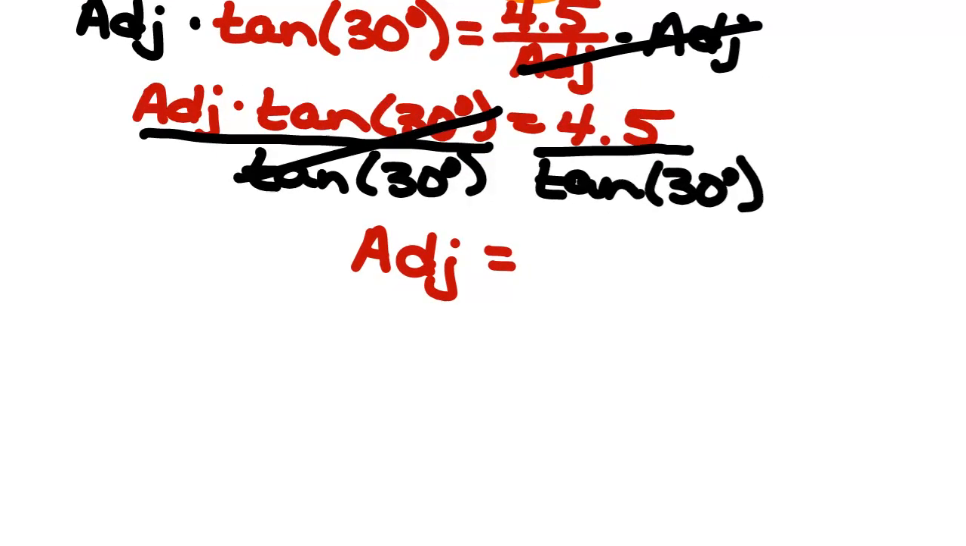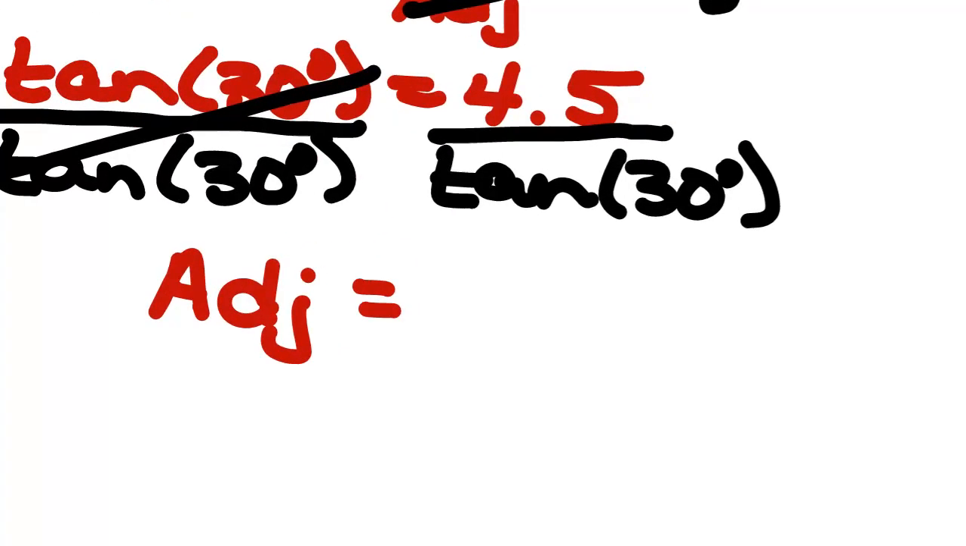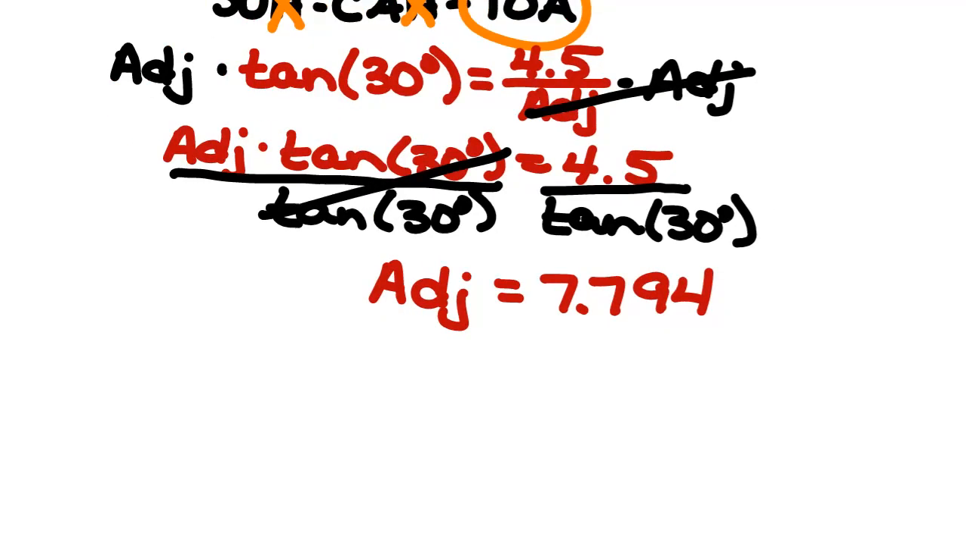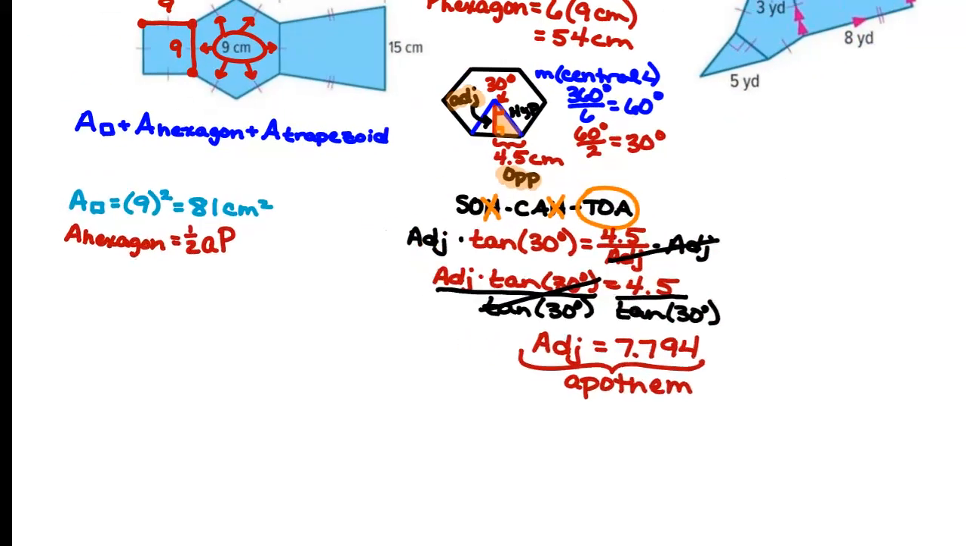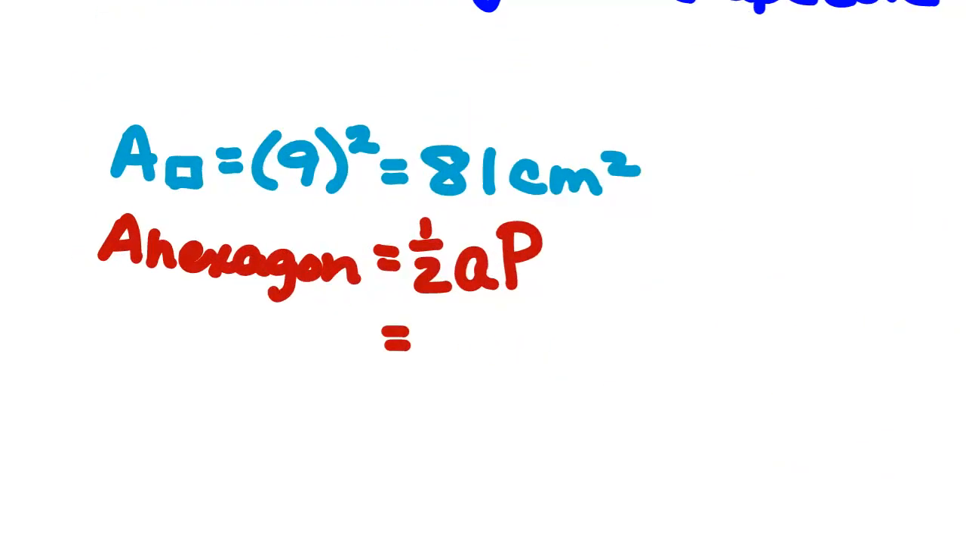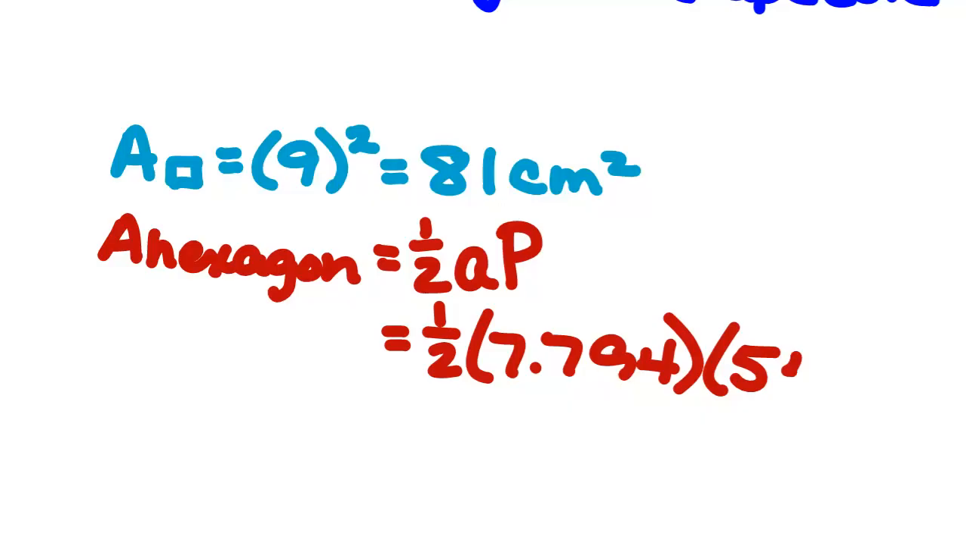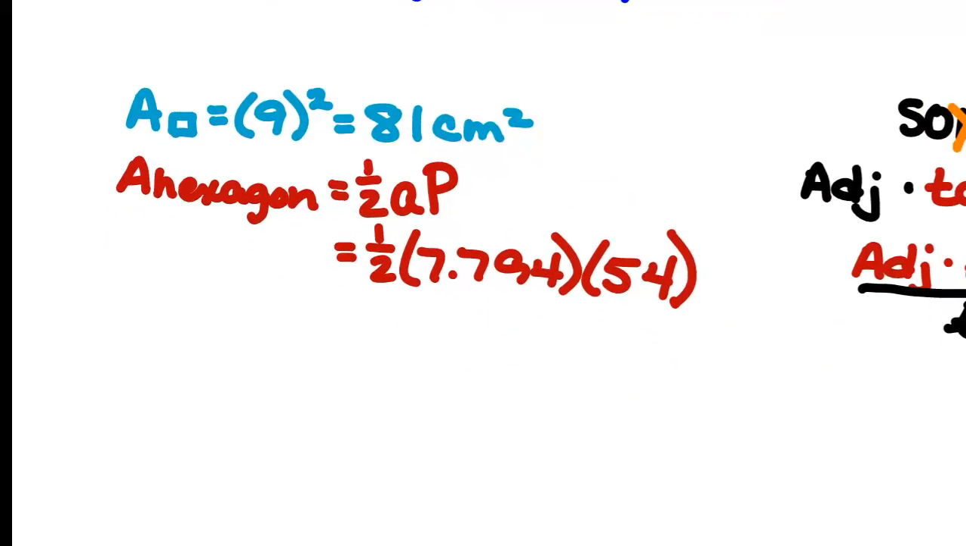What do we get when we do 4.5 divided by the tangent of 30 degrees? 7.794. That's absolutely correct. And again, this is the apothem. So to find the area of the hexagon, we do 1/2 times 7.794 times the perimeter, which was 54. And what do we get?